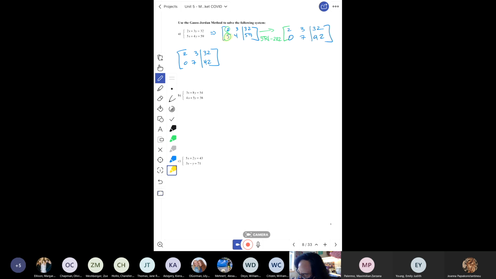Now, we know we need a 0 here, but we also need a 1 here. What do you want to do first? I'm going to leave the first row alone, but I'm going to say row 2 divided by 7. So the first row doesn't change. Remember, you have to show an arrow saying that row is not changing. What is my new second row?